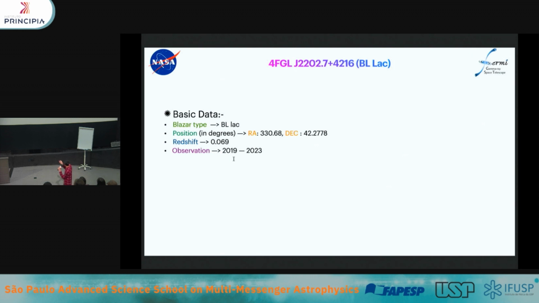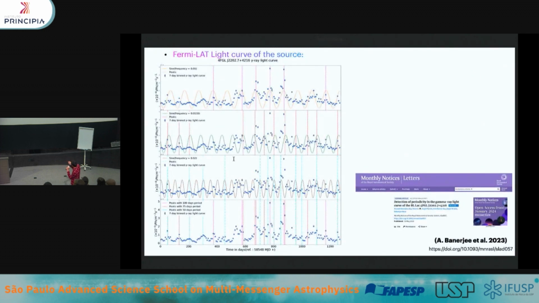Before 2019, this source was in the quiescent phase, and we found that this source did not show any QPO features. So we have used this time domain because in this time domain, this source started showing some flaring activity. So this is the light curve of this source.